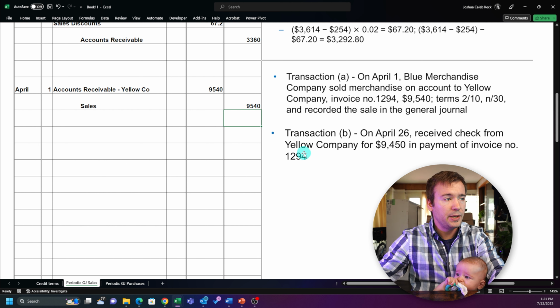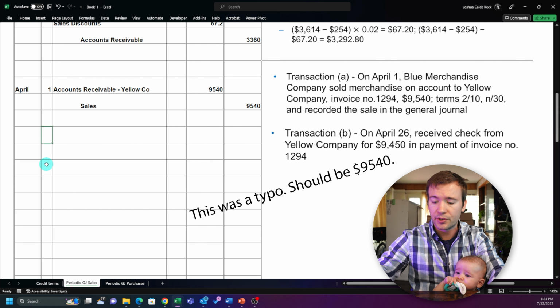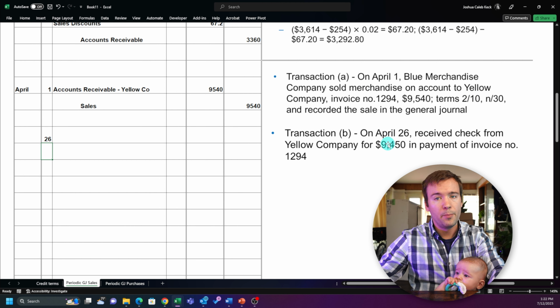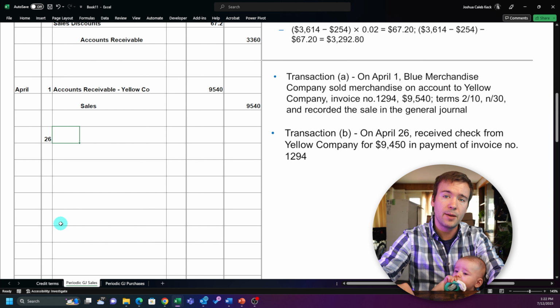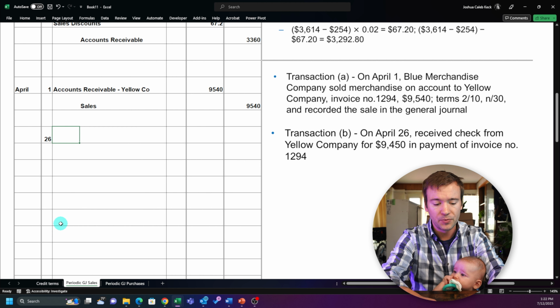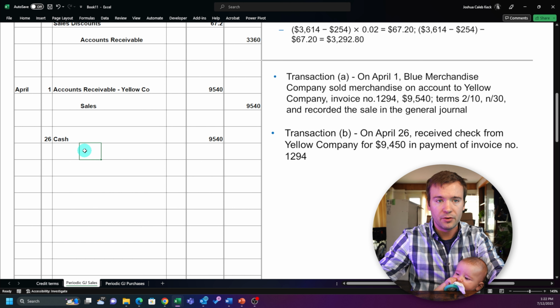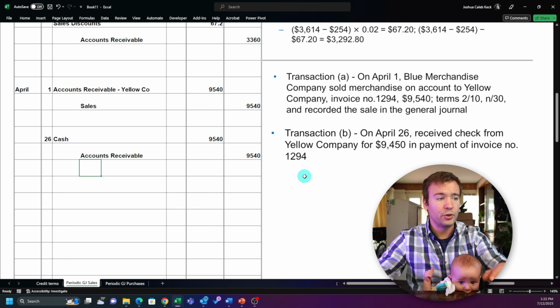And then on transaction B on April 26th, we received a check from Yellow Company for $95.40 in payment of the invoice. So what happened? Well, Blue Merchandise Company offered a cash discount, but they didn't take us up on the offer. And so they had to pay the full amount because they didn't pay by April 11th. They paid on April 26th, outside of our cash discount period. And so we are going to receive the full amount of cash for $95.40, and we are going to credit the full accounts receivable for $95.40, and there just is no sales discount. Even though one was offered, they didn't take us up on it. We don't need to journalize that.